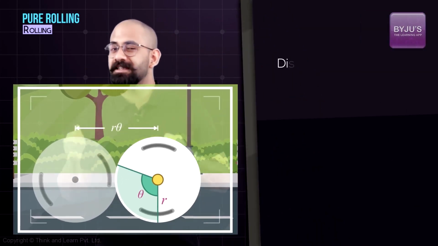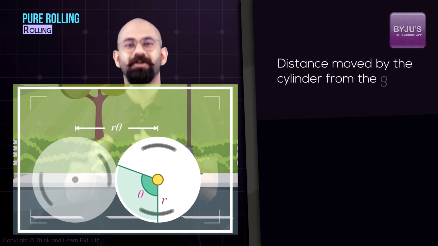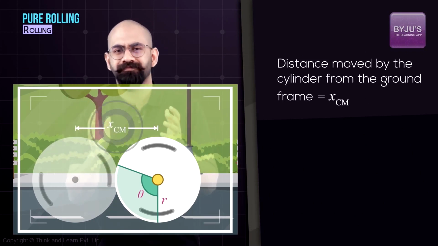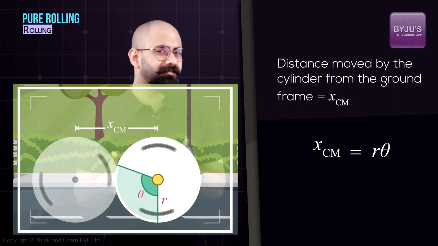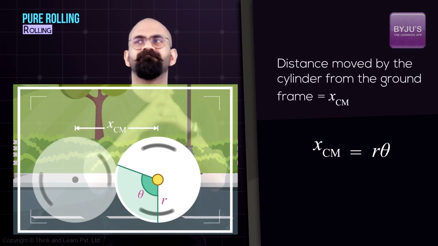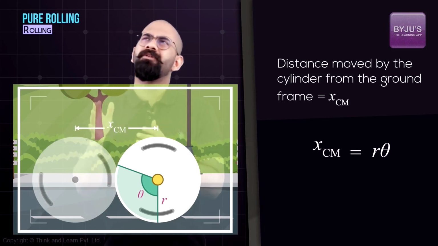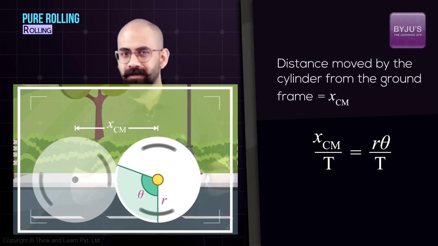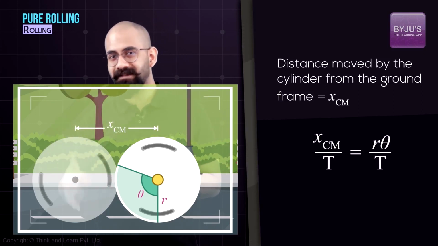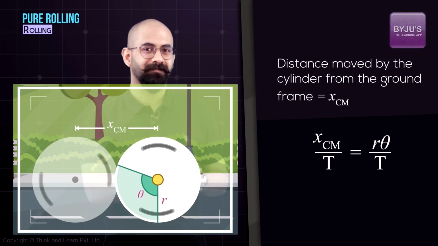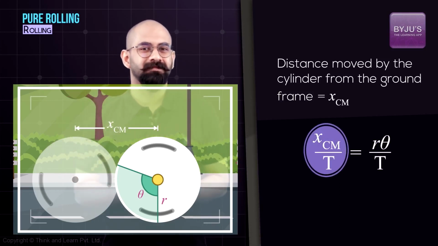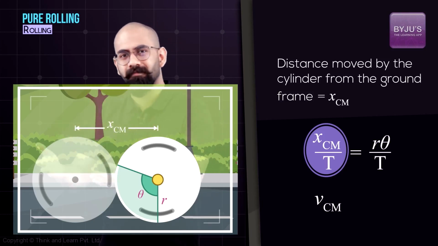Now let's say that the distance moved by the cylinder from the ground frame is equal to xcm. Then we get xcm equals r into theta. Okay? But now, if I divide both sides by time taken, I get xcm by t equals r theta by t. Now what is xcm by t? It's nothing but the speed of the center of mass measured from the ground frame.